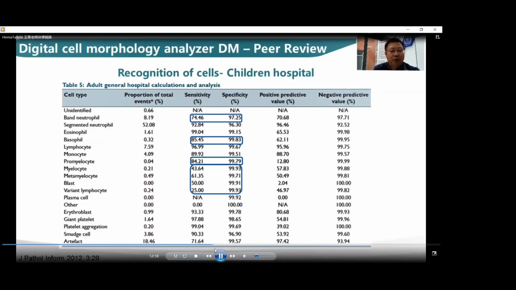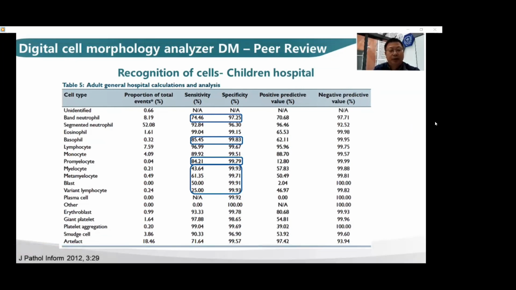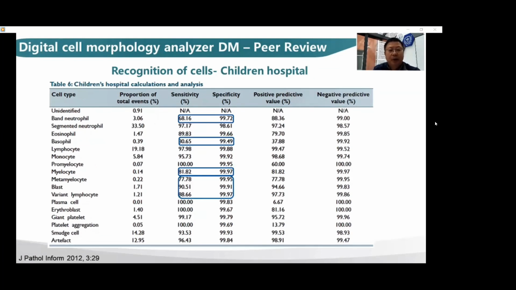At the same time, we can also clearly notice that for basophil, the sensitivity is 85.45%, while specificity is 99.83%. So we can say that it actually shows very good recognition of the cells with very high sensitivity for the basophil and also the lymphocyte, and its specificity is always more than 95%.